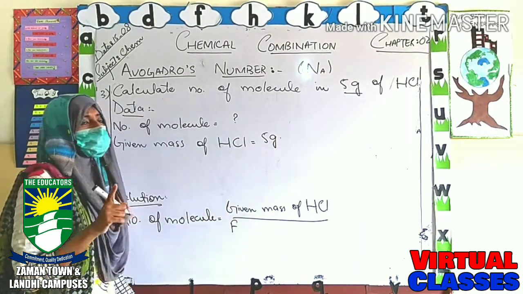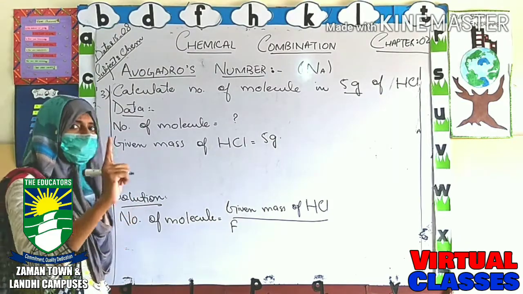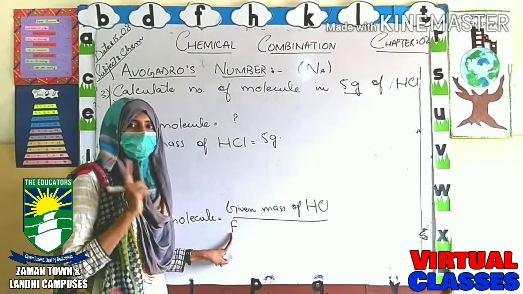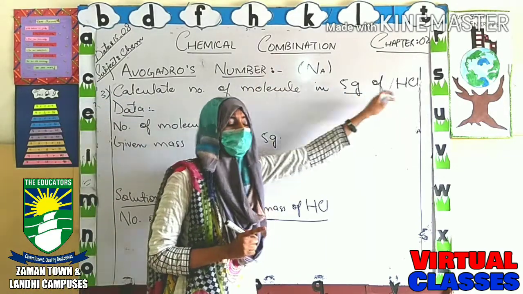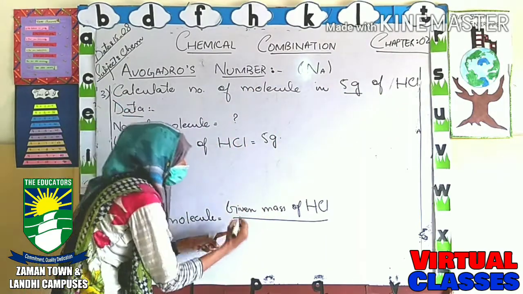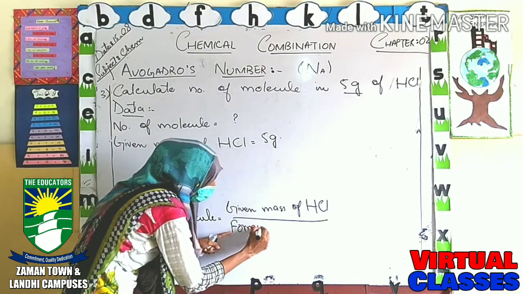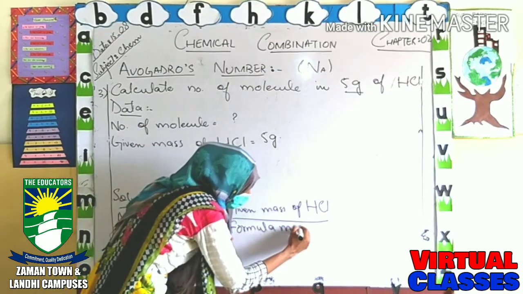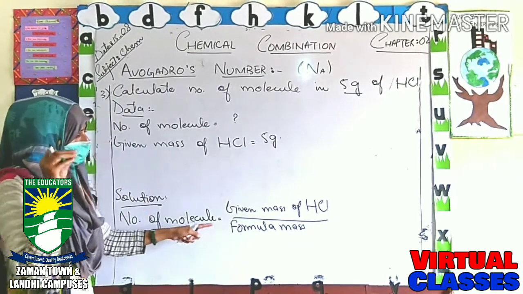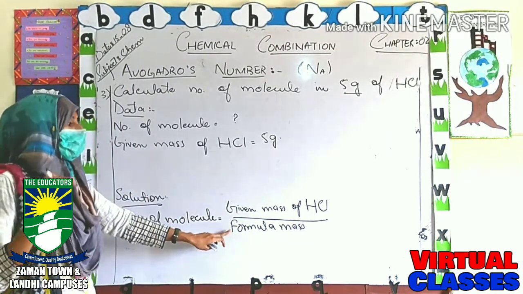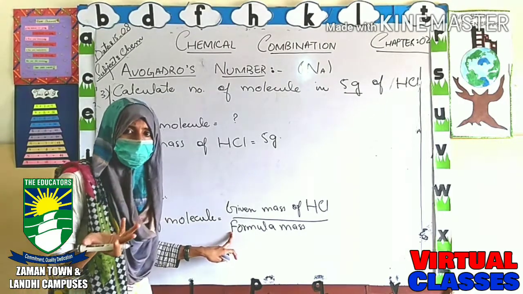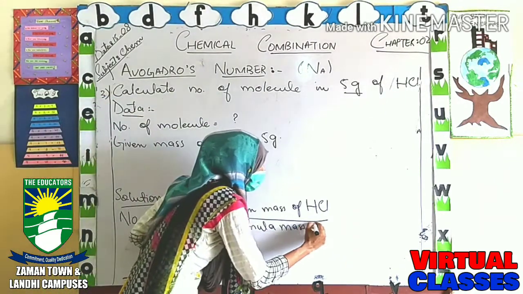Atomic mass or formula mass? If they are talking about one atom, you will write atomic mass. If they are talking about a molecule, of two atoms, it becomes a formula and you will write formula mass. So in this numerical you also have to calculate the formula mass, but the formula mass of what? Formula mass of HCl.